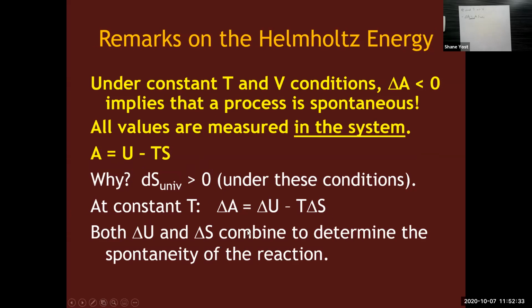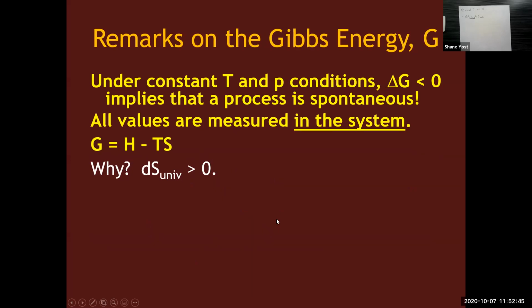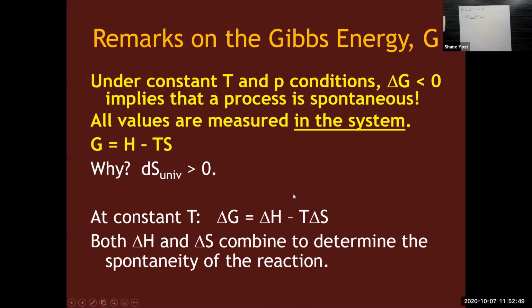At constant temperature, we can get the change in Helmholtz free energy by measuring the change in internal energy and the change in entropy of our system, using this formula. Similarly, we get Gibbs free energy by looking at constant temperature and pressure conditions. And this is why in lab we care about enthalpy and Gibbs free energy, because in lab we're typically under constant temperature and pressure conditions.